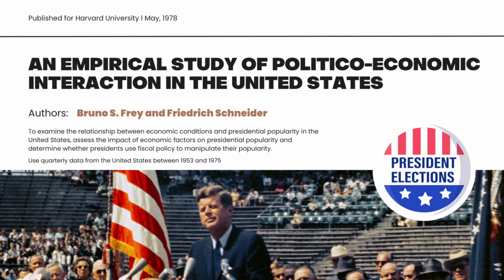Everyone, today we are going to present an empirical study of politico-economic interaction in the United States, written by Bruno Frey and Friedrich Schneider in May 1978. The purpose of the study is to examine the relationship between economic conditions and presidential popularity in the United States, assess the impact of economic factors on presidential popularity, and determine whether presidents use fiscal policy to manipulate their popularity.